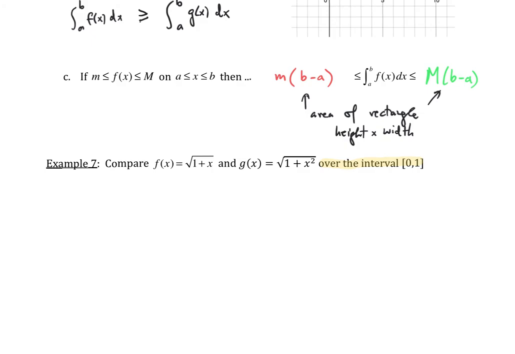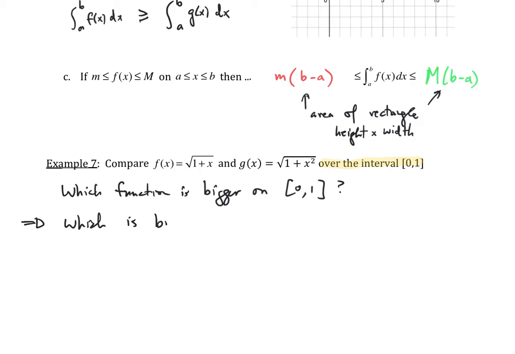Now, here's the question. Which function is bigger on the interval from 0 to 1? If you look at these two functions, f of x and g of x, they kind of have the same shape, right? It's the square root of 1 plus something, and we're really left comparing which is bigger, x or x squared, right? So this question actually becomes: which is bigger on [0, 1], x or x squared?